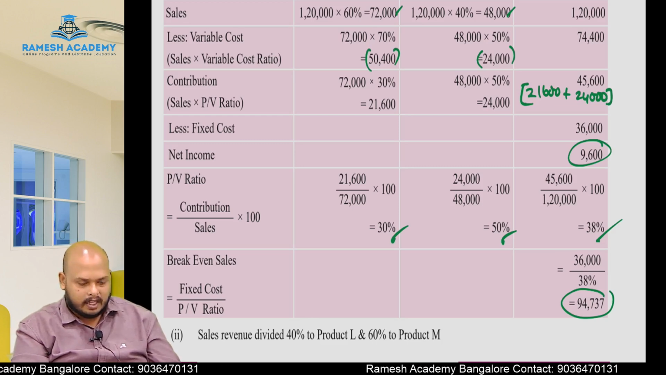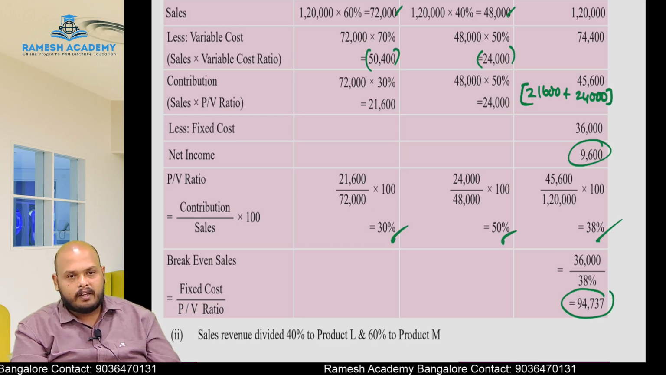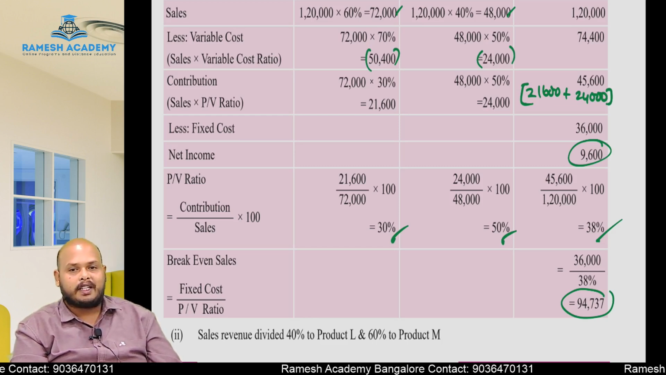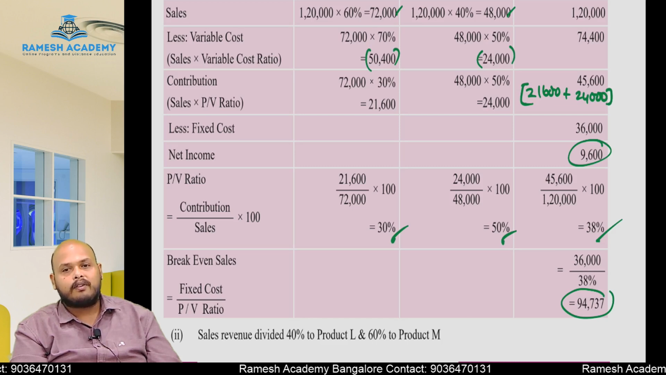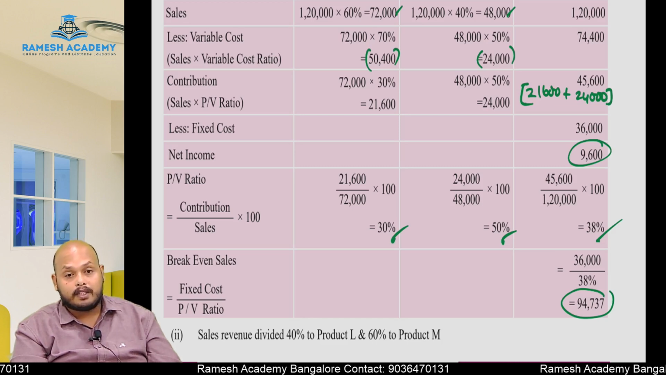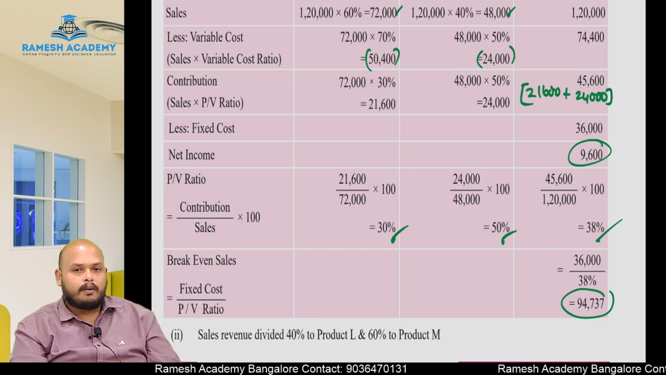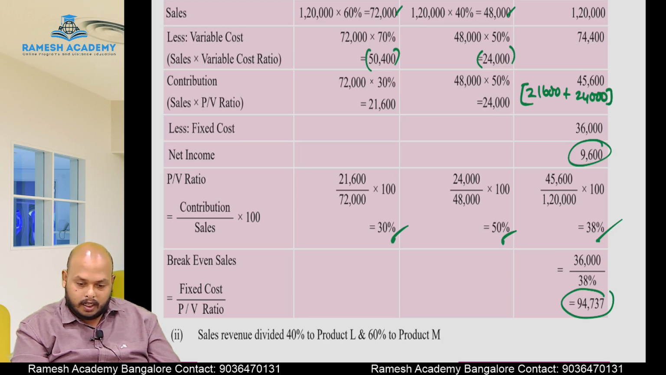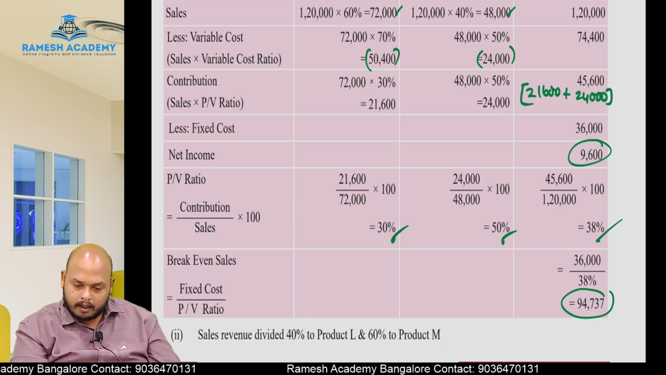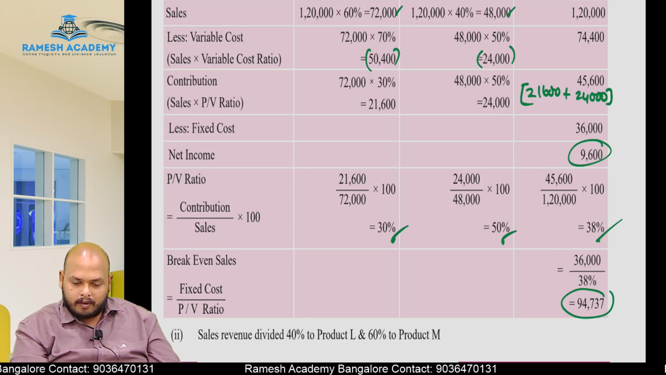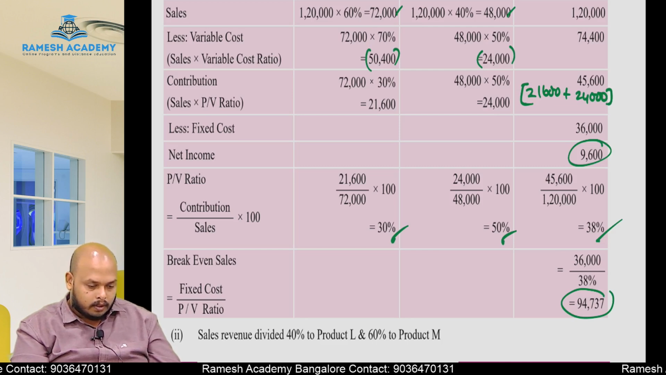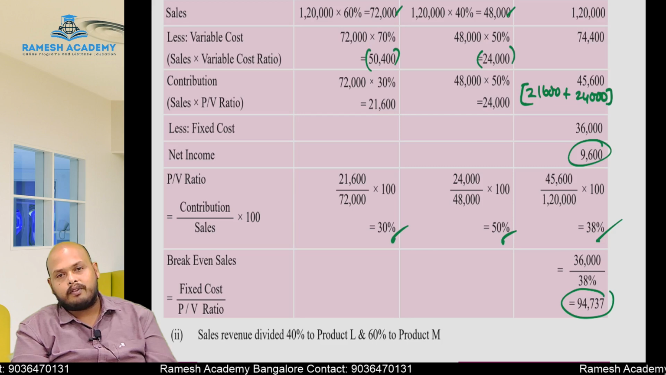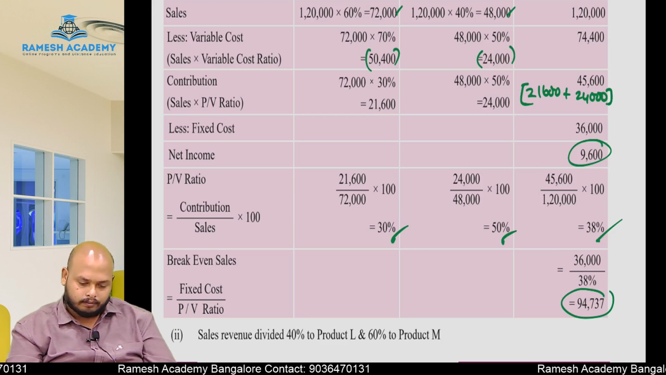contribution. In extreme situation, if you require, you have to apportion to product L, product M, then we have to apportion on the basis of contribution. On the basis of contribution, you have to apportion the fixed cost. So how much is the fixed cost they give? 36,000 into the contribution, 21,600 divided by 20 plus 20, 40, 45,600. So that is nothing but fixed cost here 17,052, like that it will come. Okay.